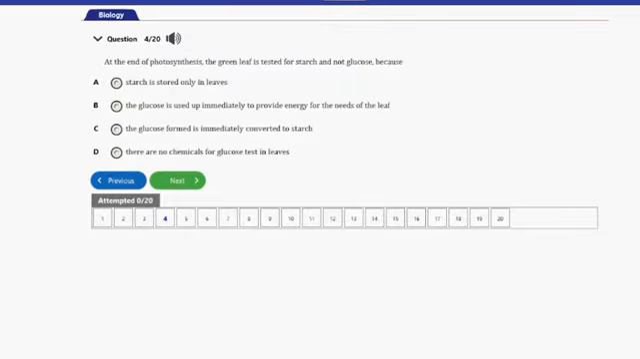That's question number 4 here. It says, at the end of photosynthesis, the green leaf is tested for starch and not glucose because A. Starch is stored only in leaves. B. The glucose is used up immediately to provide energy for the needs of the leaf. C. The glucose formed is immediately converted to starch. D. There are no chemicals for glucose tests in leaves. So guys, the answer to this question is option C here. The glucose formed is immediately converted to starch, and that's it for this question. Let's go ahead and consider the next question, guys.